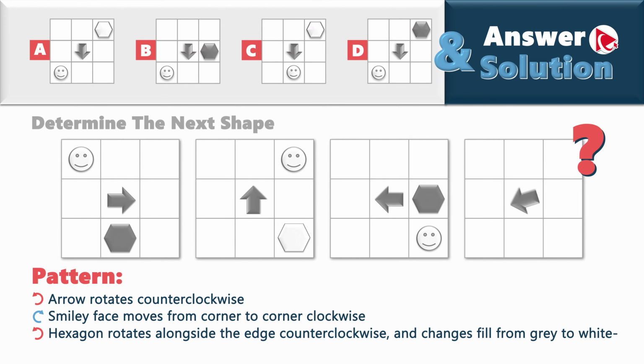Based on our logic, the arrow should be pointing at 6 o'clock. The hexagon should have white fill and should be in the upper right corner. And the smiley face should be on the opposite side of the hexagon in the bottom left corner. So the correct answer here is choice A.